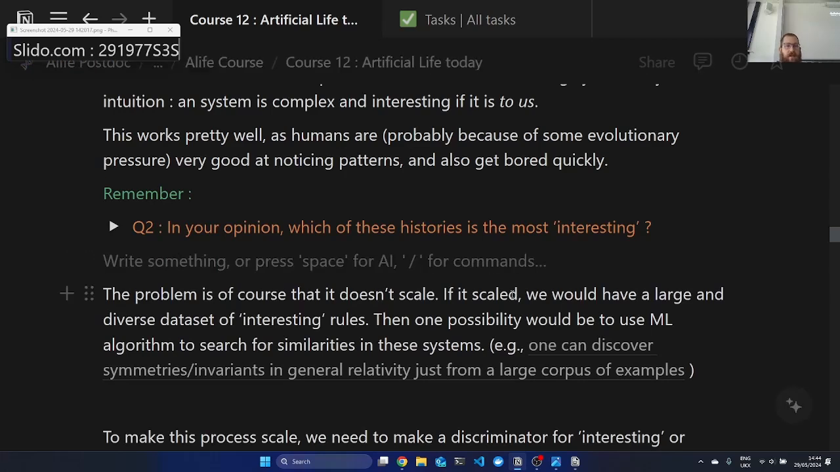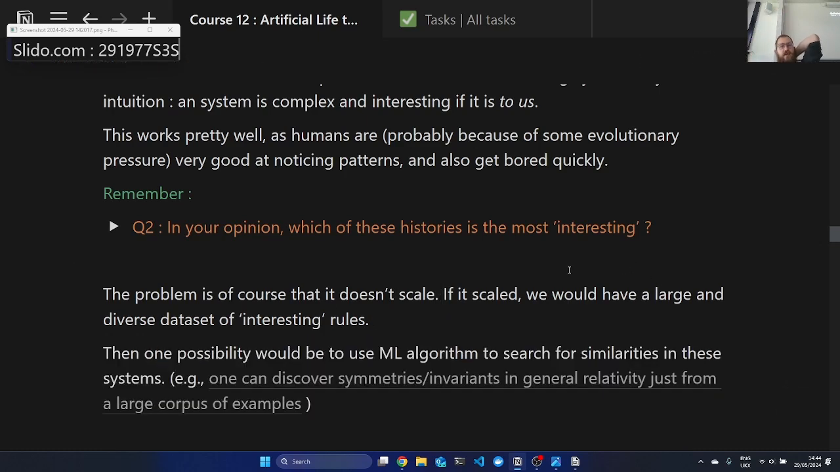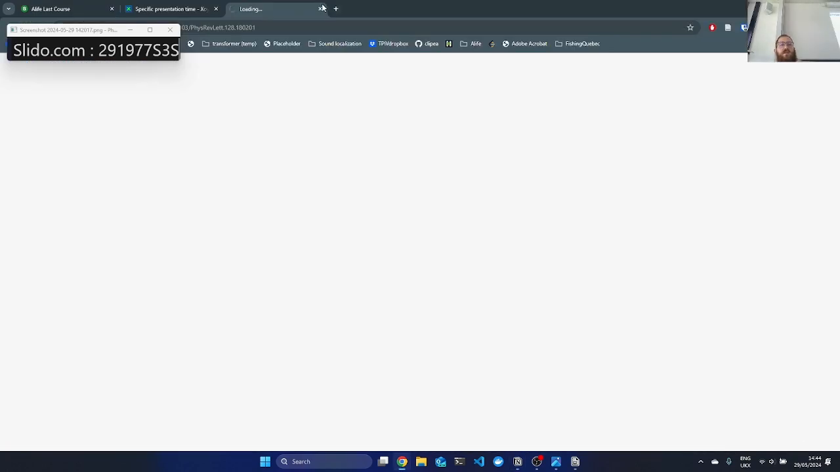So the problem with human preference is that it doesn't scale. You have to actually look at the video and say if it's cool or not. And so what we're trying to do is to see if you can use some machine learning tools.